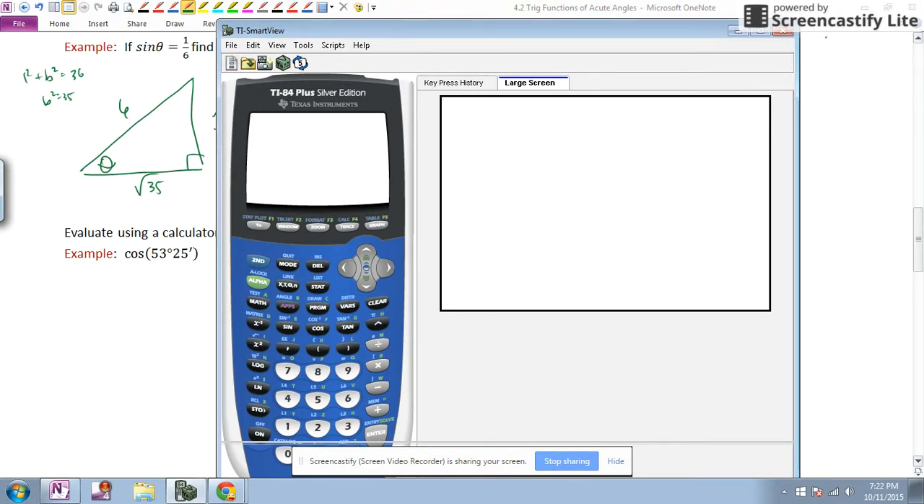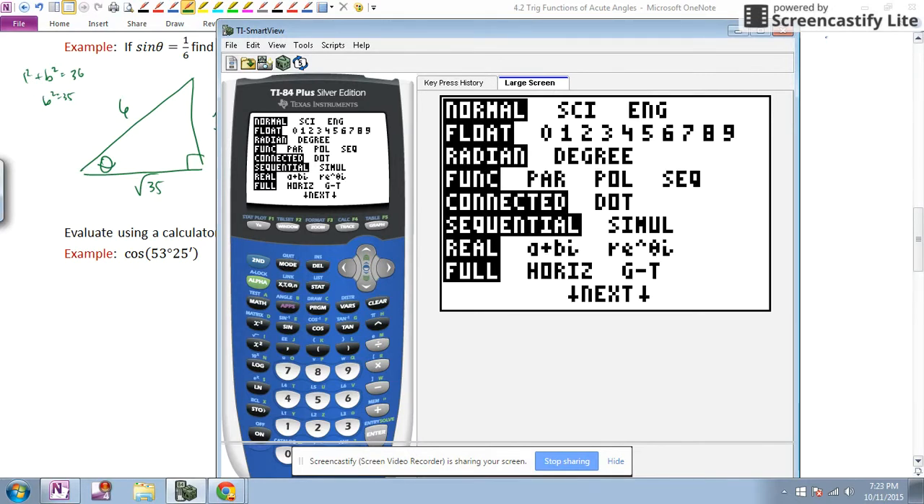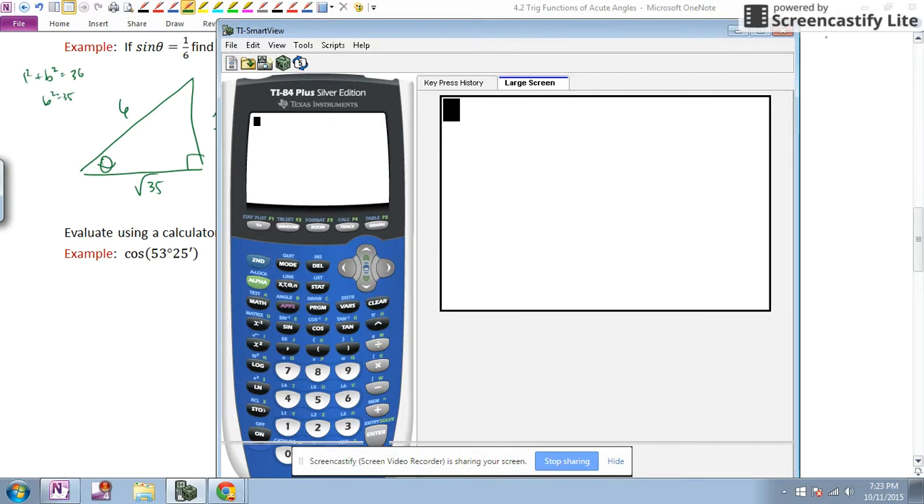Now notice I'm saying degrees, and that is actually very important because when you hit the mode button, you want to make sure that your calculator's in degrees. And good thing I checked, mine was in radians. So I'm going to go over, I'm going to put it in degrees, and I'm going to quit out. Now I can just go ahead and type this in. I can be like cosine of 53.